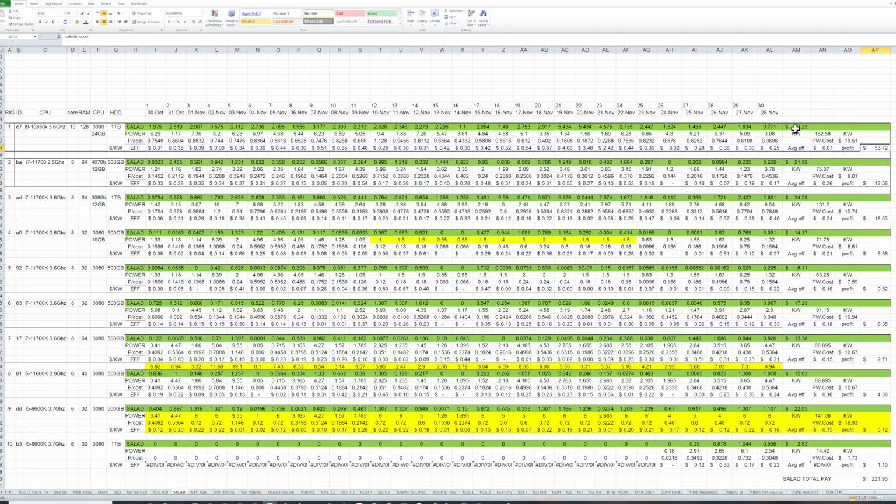3090 Ti is a lot better. Yeah, I mean, 3090 is a lot better. 3070, it's weird. I mean, 4070 Ti is very weird on salad. Not the most profitable thing. But 3080, let's check 3080 Ti. Same thing, 34. It's almost 50% of the power use.